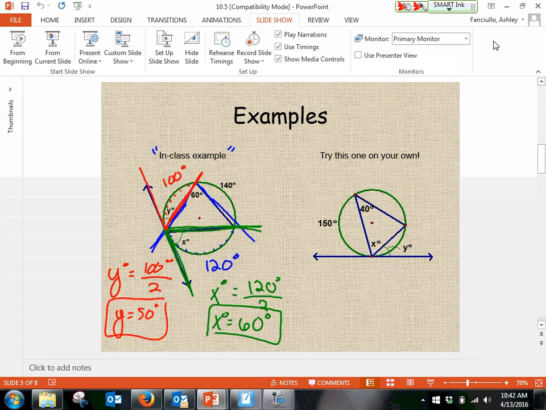It's very similar to your inscribed angles in that you're just taking half of the arc, but now it's formed by a tangent and a chord. Hopefully that makes sense, and you can try this one on your own. We'll check that when we get to class tomorrow.